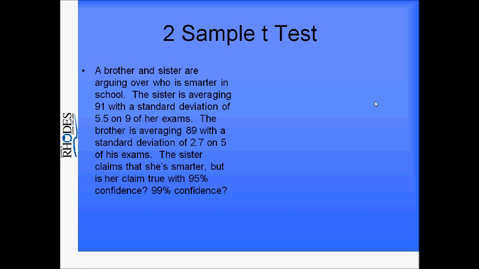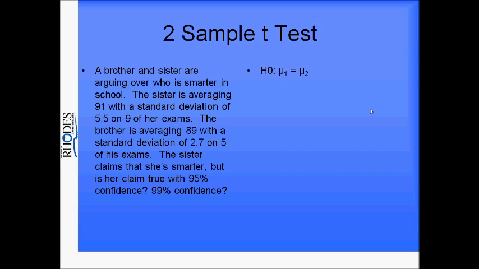Okay, and last one, this is the two-sample t-test. A brother and a sister, they're arguing over who's smarter in school. The sister is averaging a 91% with standard deviation of 5.5 on 9 of her exams. The brother is averaging 89, so two less, with a standard deviation of 2.7, and that's on 5 of his exams. The sister claims that she's smarter, but is her claim true with 95% confidence? How about with 99% confidence?